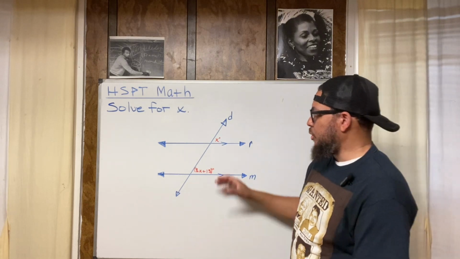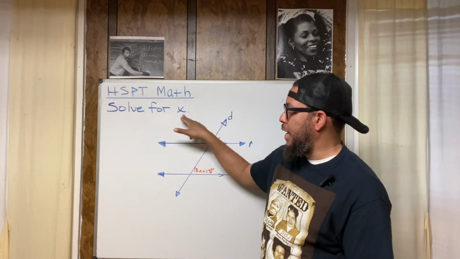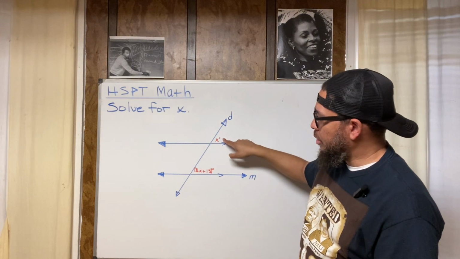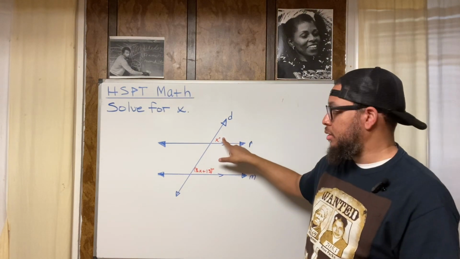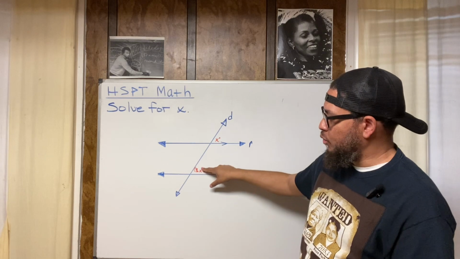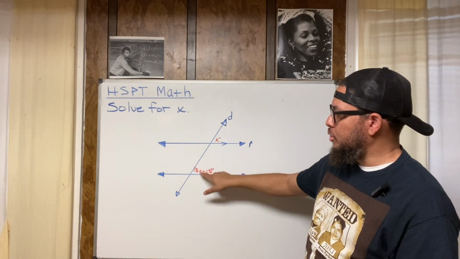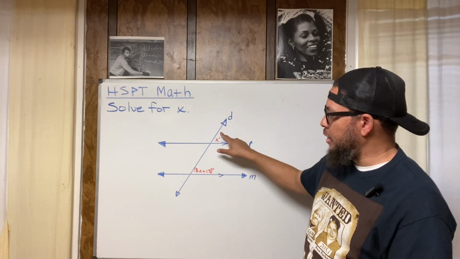Now, what you want to do when you see a problem like this, because you're trying to solve for x, and you see the variable x right there, we want to know what number this x represents. And what number this x represents, because these are the same variable. So first you want to look at the relationship between the angles. This is an angle and this is an angle.